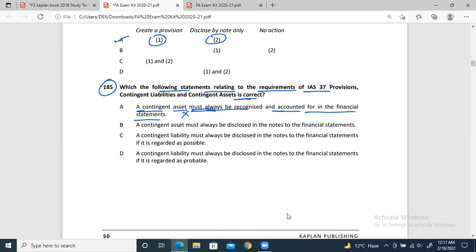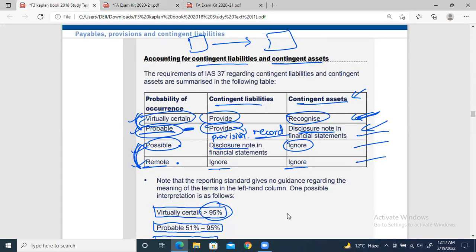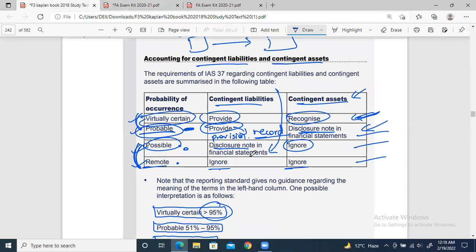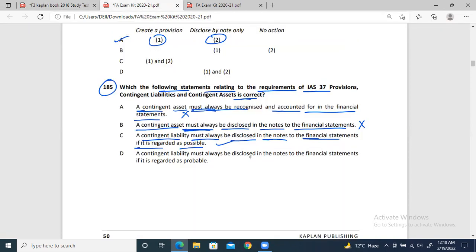Okay. Now, B option, a contingent asset must always be disclosed in the notes to the financial statements. No, only if it is probable we need to disclose it. Again, the words must always make this statement incorrect. Okay. Now, let's see option C. A contingent liability must always be disclosed in the notes to financial statements if it is regarded as possible. Yes, this is correct, because if it is possible for the contingent liability, we have to disclose it by the note, right? So that means option C will be correct.